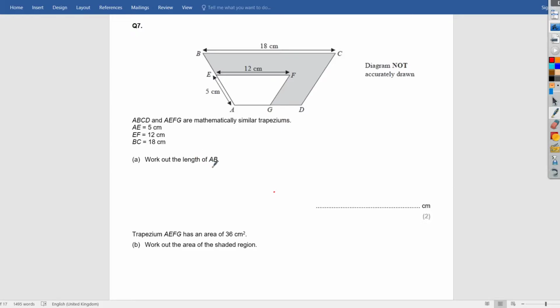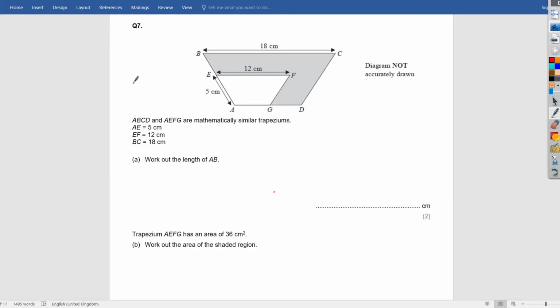It goes, work out the length of AB, A to B. And then it goes here, the trapezium AEFG has an area of 36 centimeters squared, work out the area of the shaded region. Okay, so a couple of things here, that's a 2 marker, and then that one is a 3 marker, as you will see later. So let's do this one first.